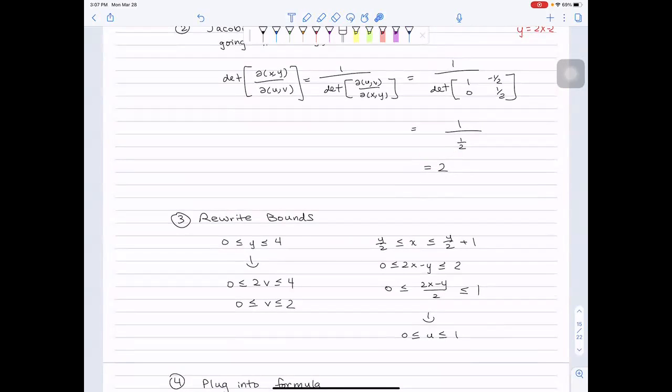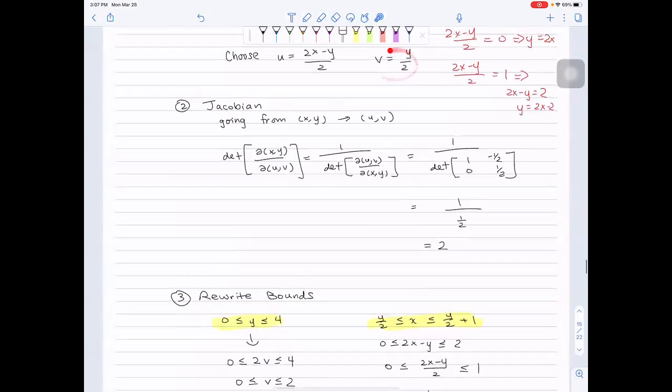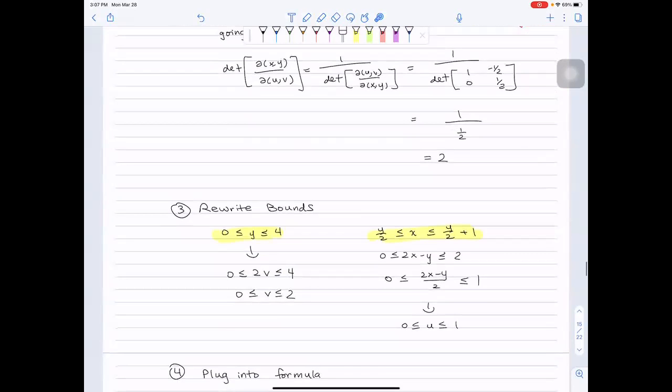Continuing, we got that Jacobian matrix. Now we also need the new bounds. Right, so let's rewrite our bounds. The original bounds were y equals 0 to 4. But now we said that we set v equals y over 2, so y equals 2v. I put in 2v for y, and now I solve for v. So now the bounds for v are 0 to 2.